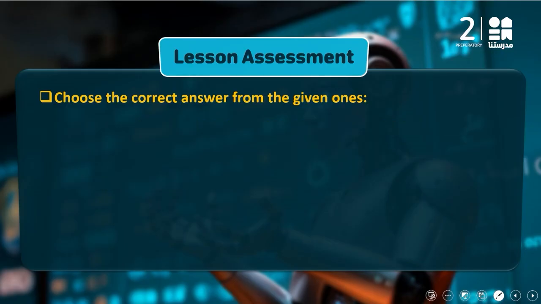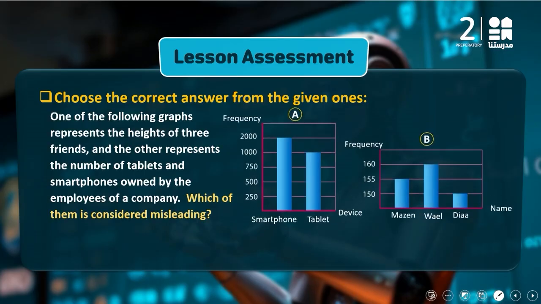Let's look at this example. Choose the correct answer. One of the following graphs represents the heights of 3 friends, and the other represents the number of tablets and smartphones owned by the employees of a company. Which of them is considered misleading? In figure A, the horizontal axis represents devices and the vertical axis represents frequency. Let's look at the scale: 250, 500, 750, 1000.